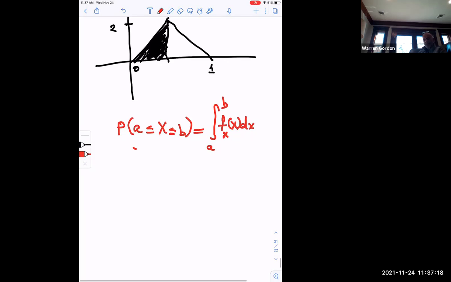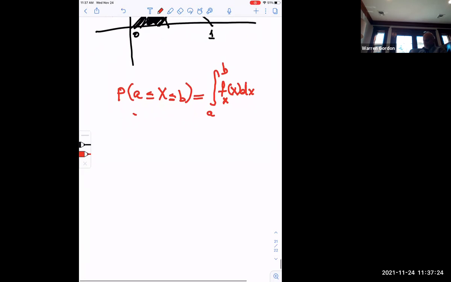And now this leads you almost immediately to an interesting observation. What's the probability that X equals a? Well, that would be the integral from a to a, right? From a to a? What is the integral from a to a?